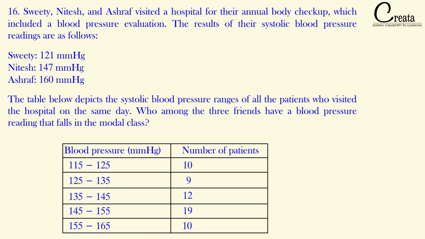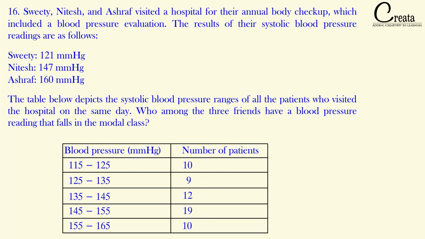Let's move to question number 16. Observe the question and try to solve this question. So let's proceed with this question. Three friends, Sweetie, Nitesh and Ashraf, visited the hospital for their annual checkup. They have done the blood pressure checkup. Blood pressure of Sweetie is 121, Nitesh it is 147, and Ashraf it is 160 in the higher range.